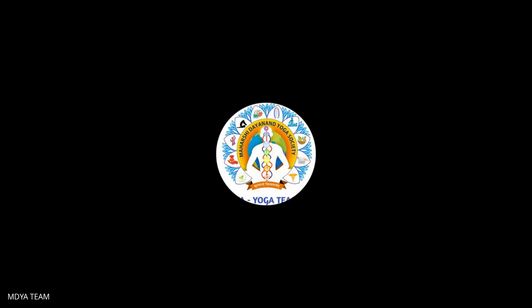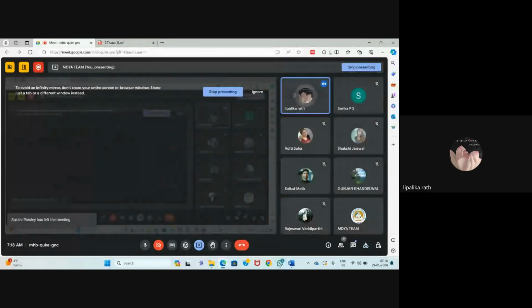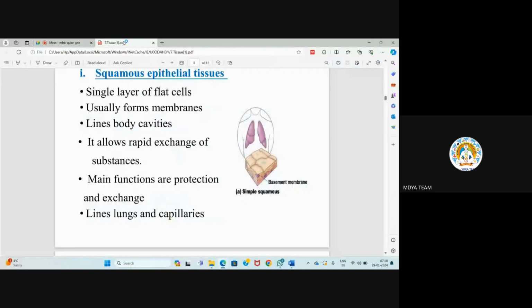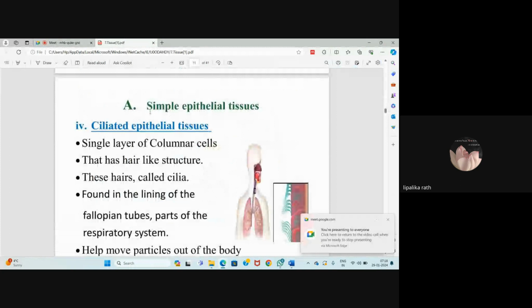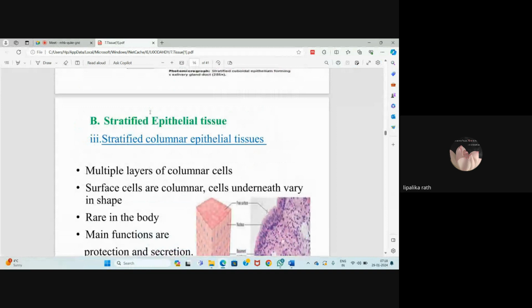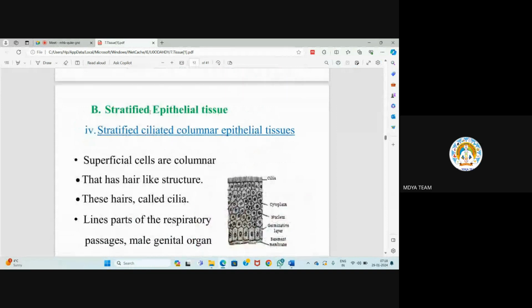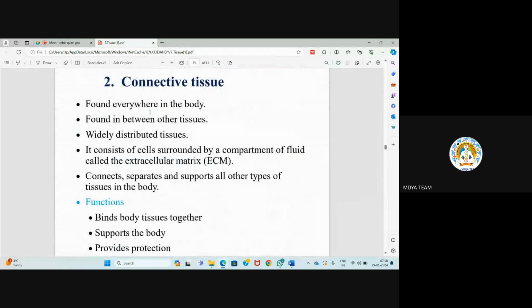Where did we leave off yesterday, the last class? We have to learn connective tissue. We completed epithelial tissue. Connective tissue has not started yet. So we're going to start connective tissue.